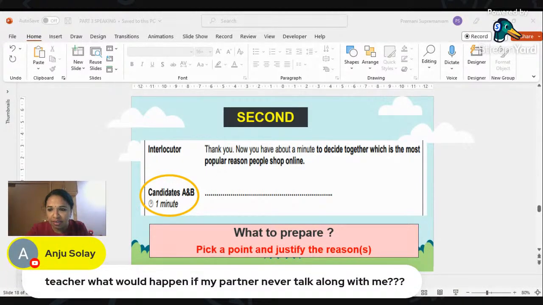What would happen if my partner never talks along with me? All right, this is a very difficult question. Try to motivate from now. Buy him or her ice cream, whatever. Please win his heart, and then teach him or her, guide him or her. Please do that. You cannot do anything when your friend cannot speak at all. So you've got to really explain to him.